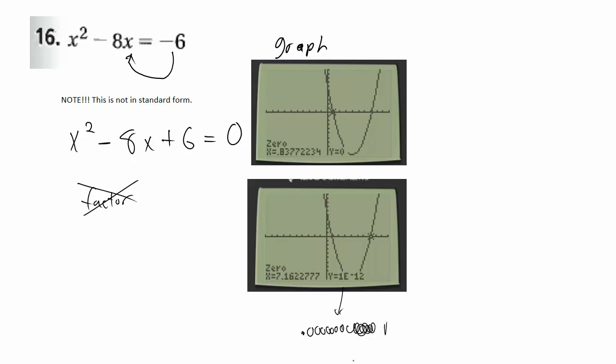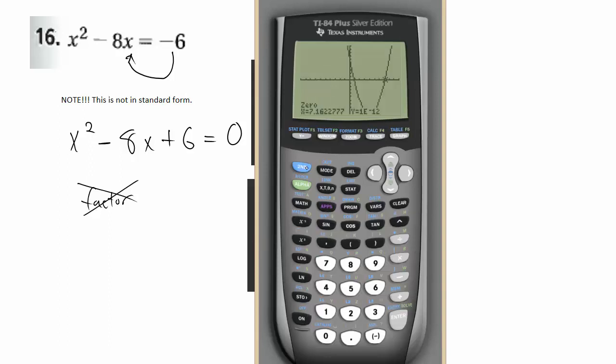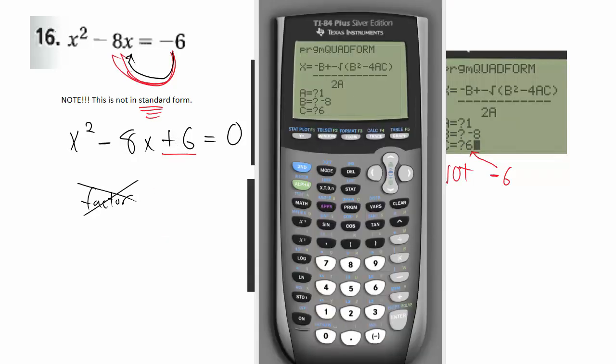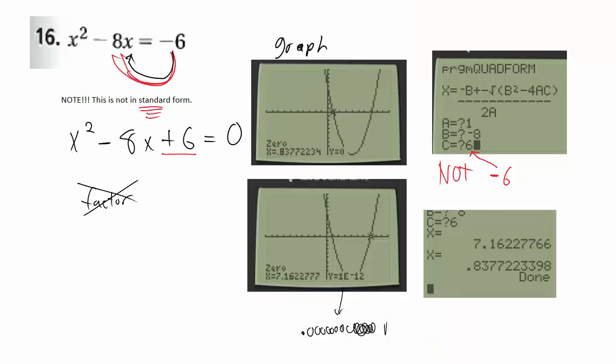0.837-ish and 7.16-ish. And notice the y value there, it doesn't look like 0, but it actually is. It's basically 0. It's a really tiny number because it's in scientific notation. But if I use the quadratic formula program, and again, I'm putting 6 as C, not negative 6, because you have to have it in standard form. I move that 6 over. Very important that you do that. But when you do that, you'll get those same x values that you got by graphing. Quadratic formula, great way to solve any quadratic equation.